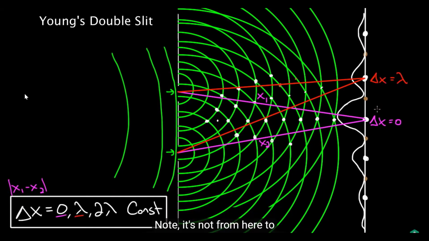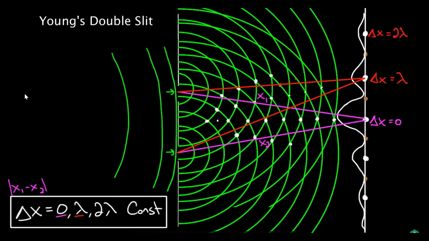Note, it's not from here to there that's one wavelength. This is a common misconception. This distance on the wall between constructive points is not one wavelength. The difference in path length that one wave travels to get there compared to the other wave is one wavelength. And I bet you can guess the next one. The next one, delta x, would just be 2 wavelengths, and you can keep going.